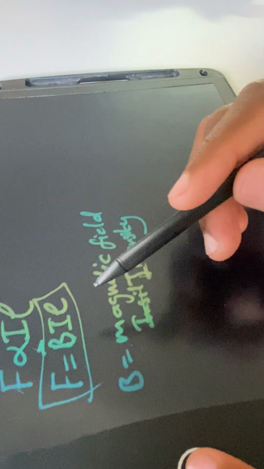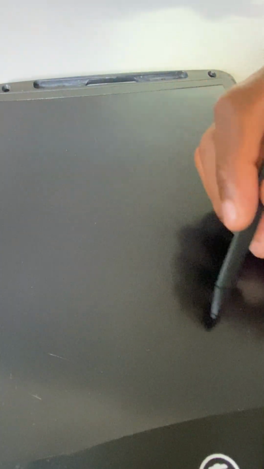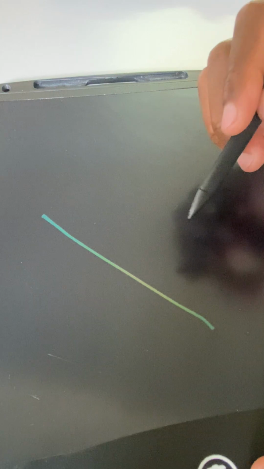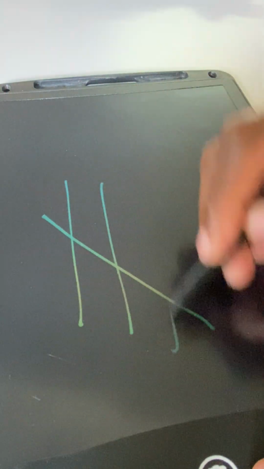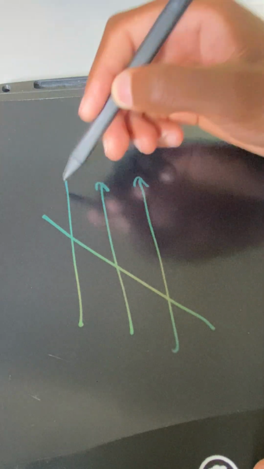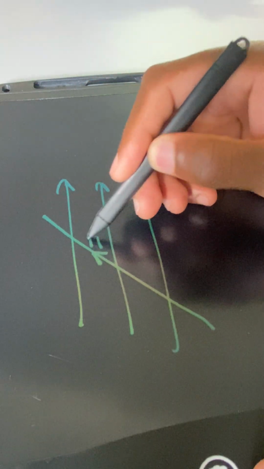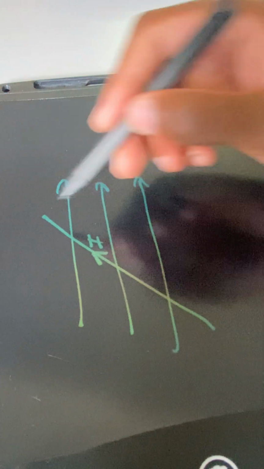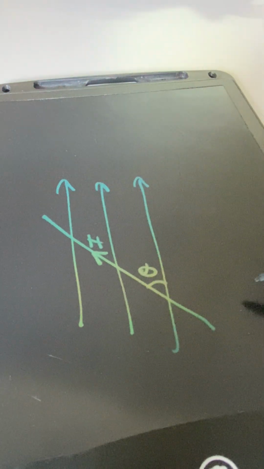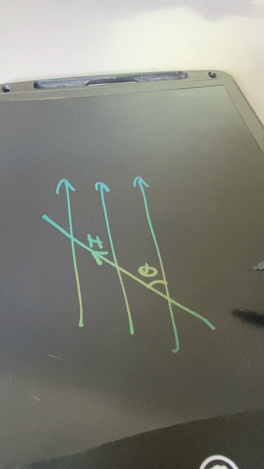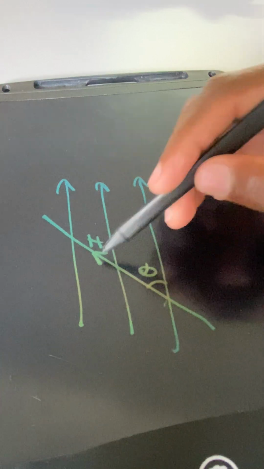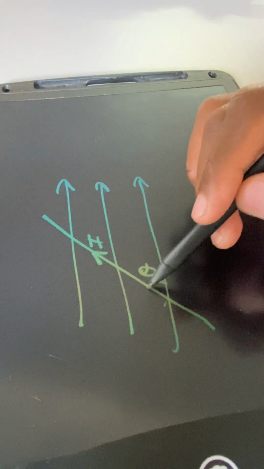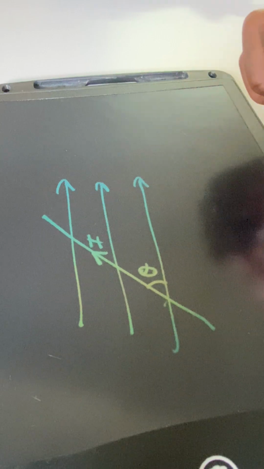We also use it in different scenarios. Now, what if you have your wire which is tilted, with your magnetic field lines in this direction and your current I moving in this direction? Now your wire makes an angle theta with the magnetic field lines, right?